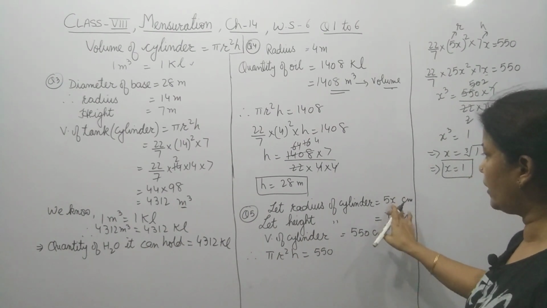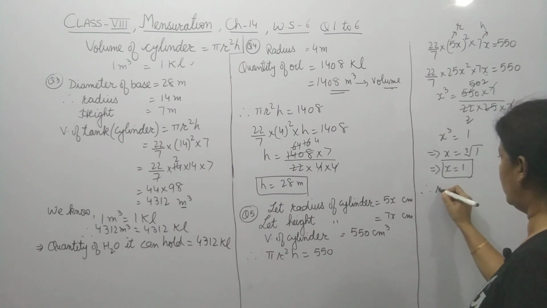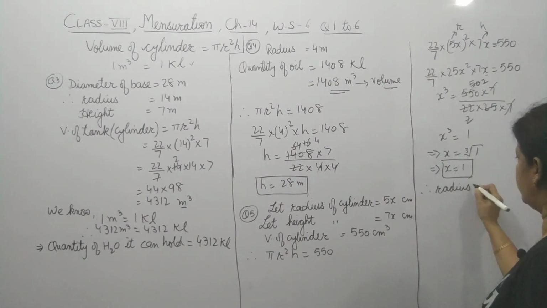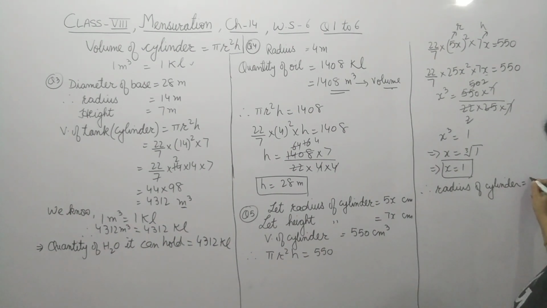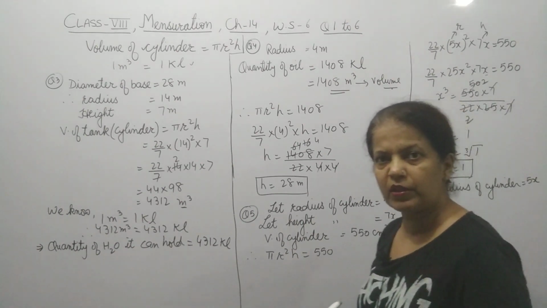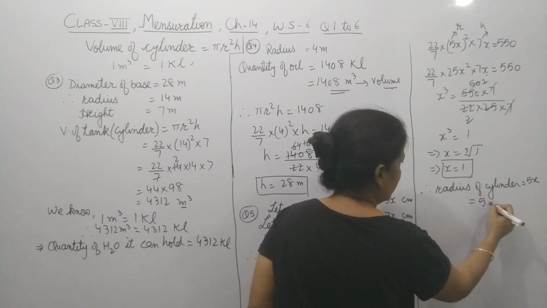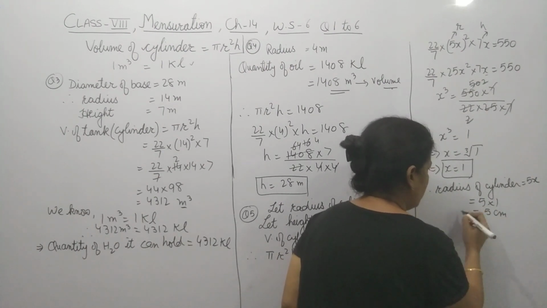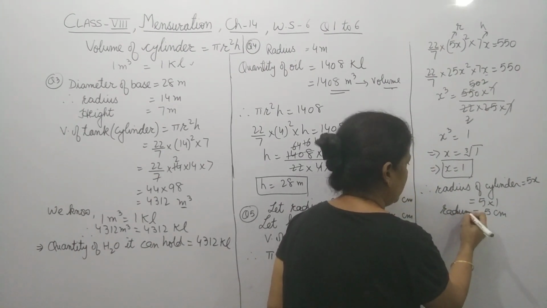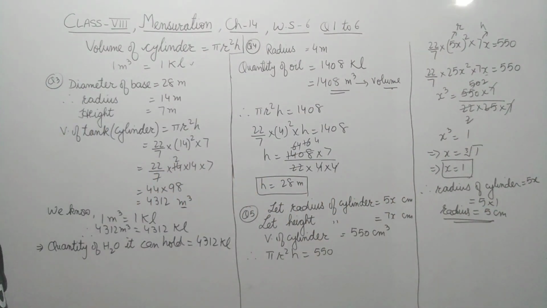Now the question is that you have to find out the radius of the cylinder. Therefore, the radius of the cylinder equals 5x, which is given. 5x equals 5 multiplied by 1, so it will come as 5 centimeter. So radius equals 5 centimeter. Is it clear? Now question number 6.